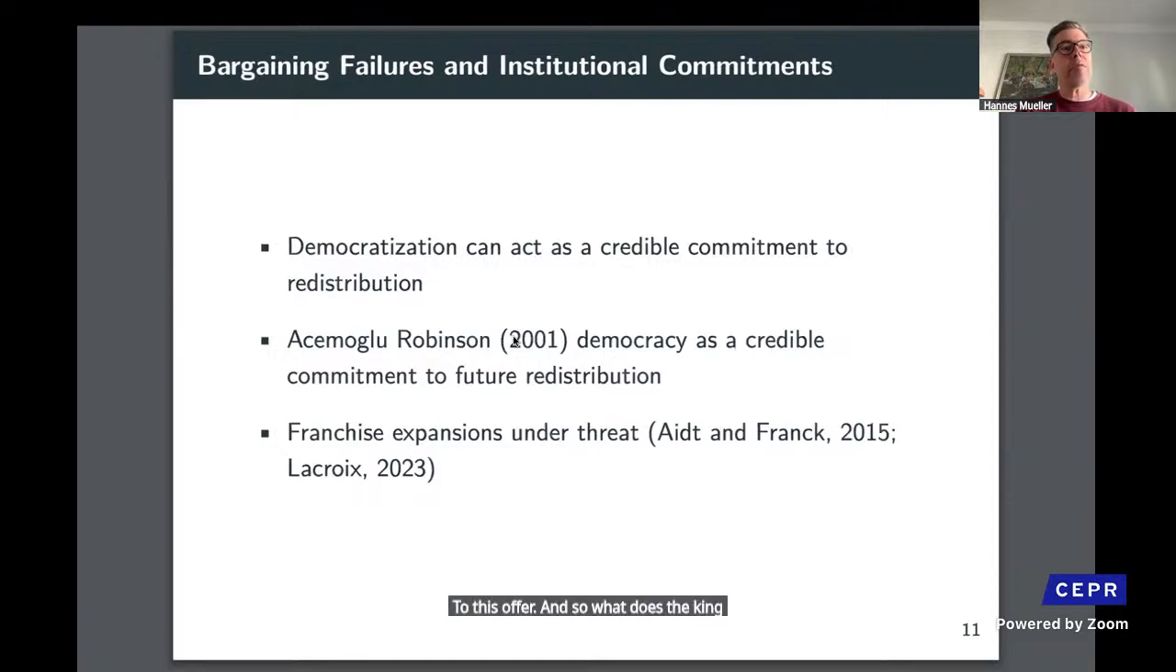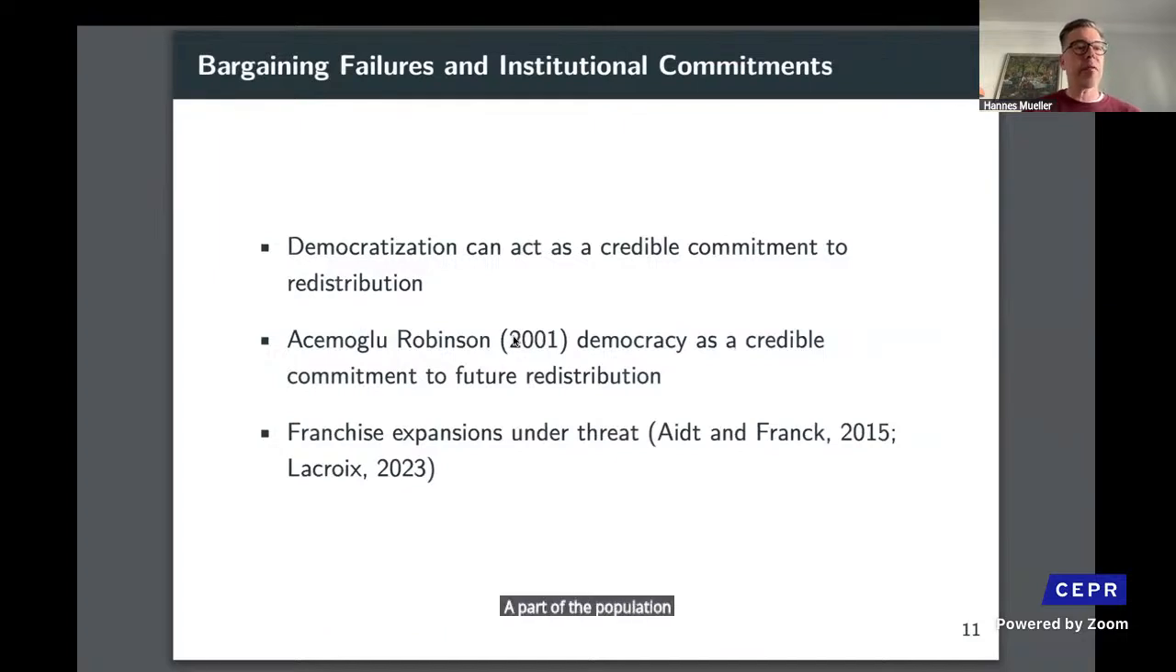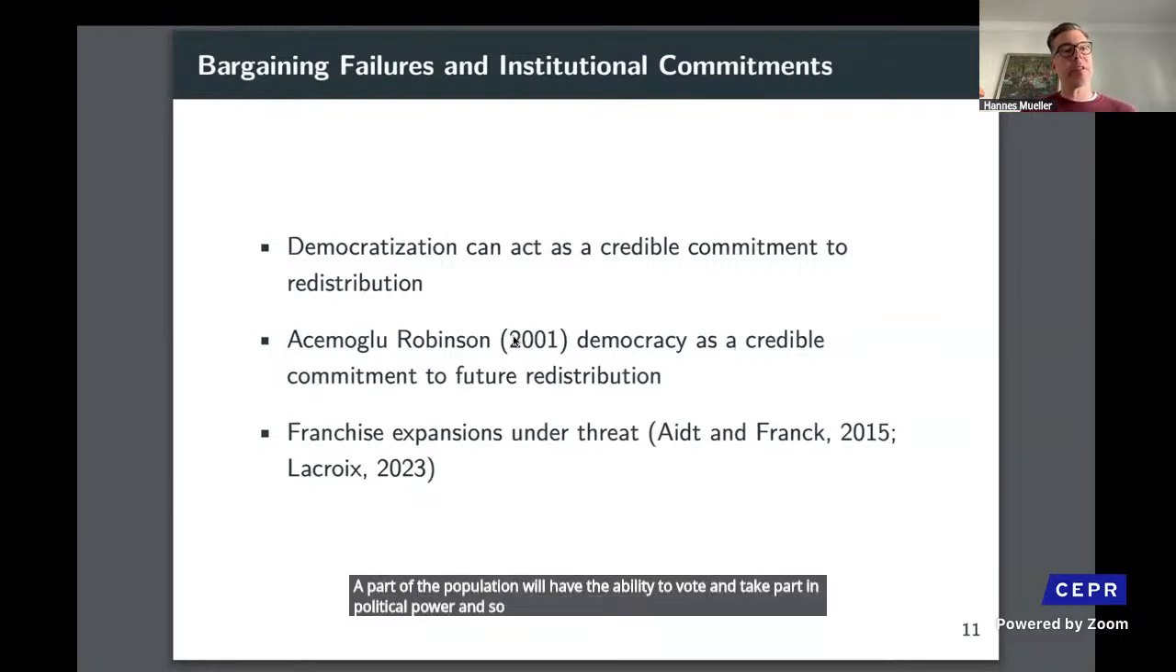And so what does the king do? What can the king do? Well, the king can generate a parliament, a political commitment to say that from tomorrow onward, a part of the population will have the ability to vote and take part in political power. And so redistributing political power through institutions is a way to prevent violence, right?